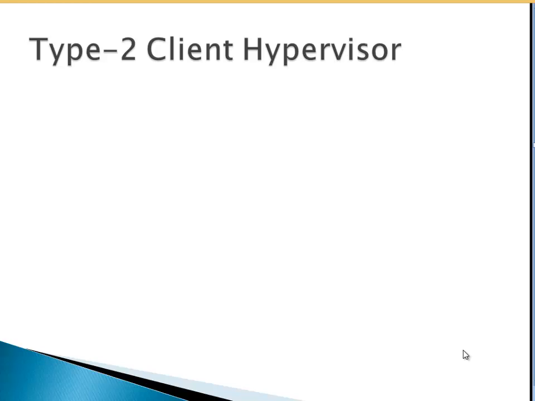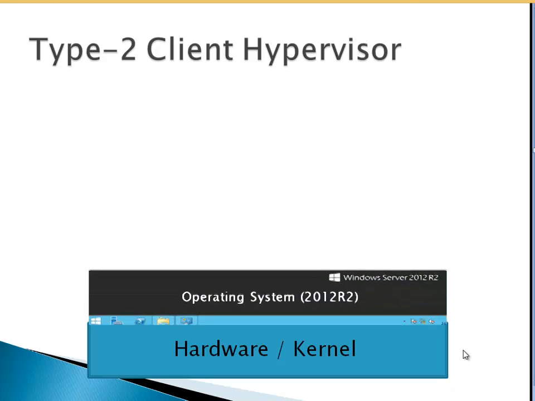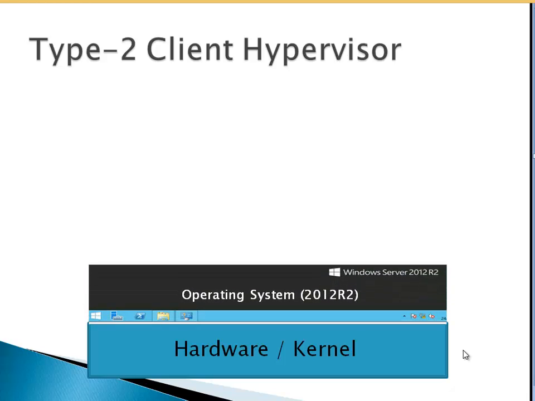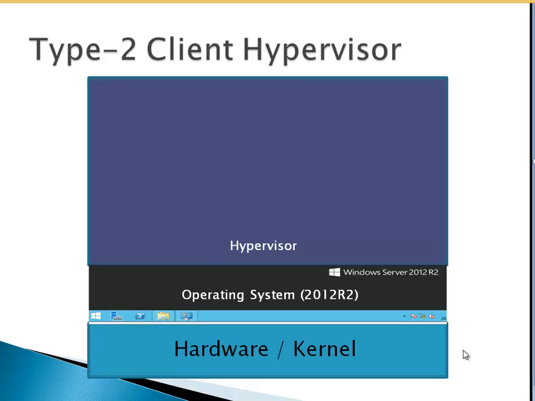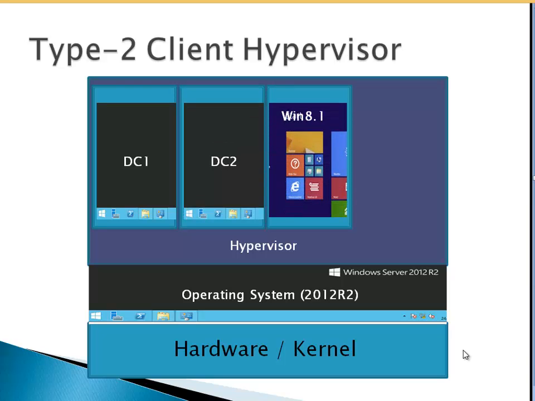We have Type 2 Client Hypervisor. With Type 2, inside the hardware we install the operating system, in this case Server 2012 R2. It can be Windows 8.1. This is called the host operating system, and inside that operating system we install the hypervisor, and inside the hypervisor we then install the virtual machines, like in this case DC1, DC2, Windows 8.1, and another member server. All of those are Windows, but we can install any other operating systems as well. So this is Type 2 Client Hypervisor.